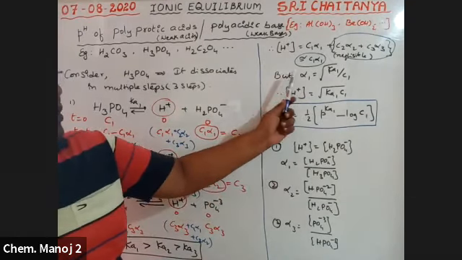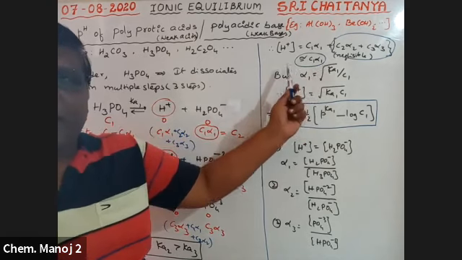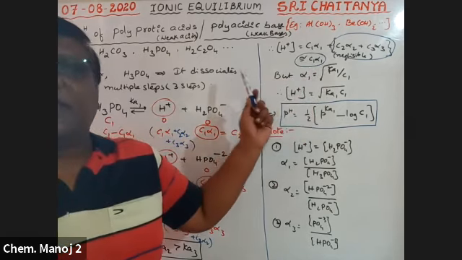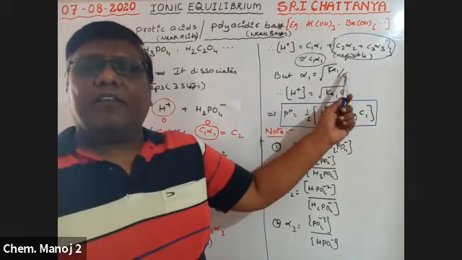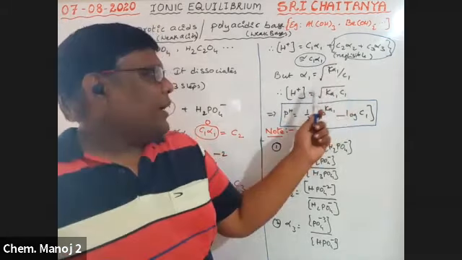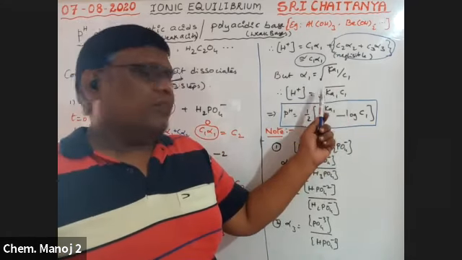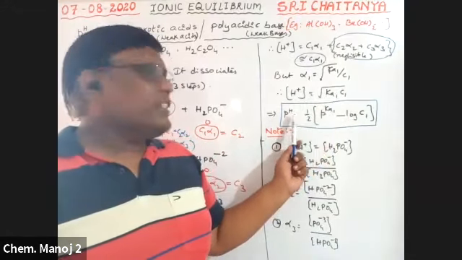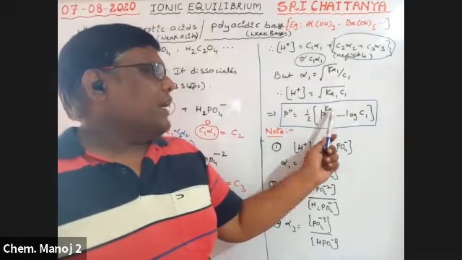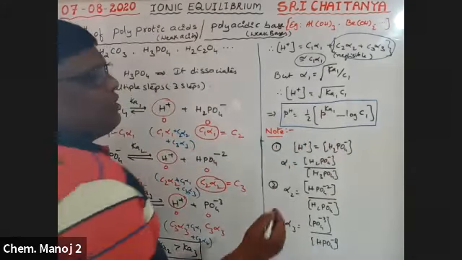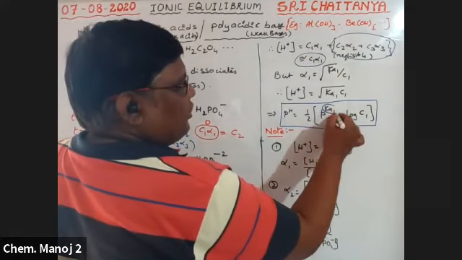From this, we know alpha 1 is equal to under root Ka by C1, so that is applied. Therefore, H+ concentration is equal to under root Ka into C1. From this, I calculate pH is equal to 1 by 2 pKa1 minus log C1. Here we use the first dissociation constant.